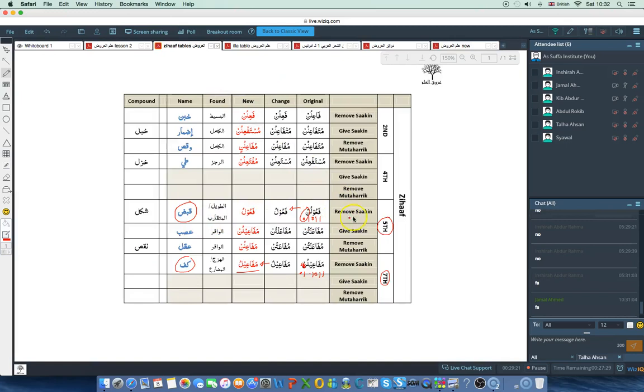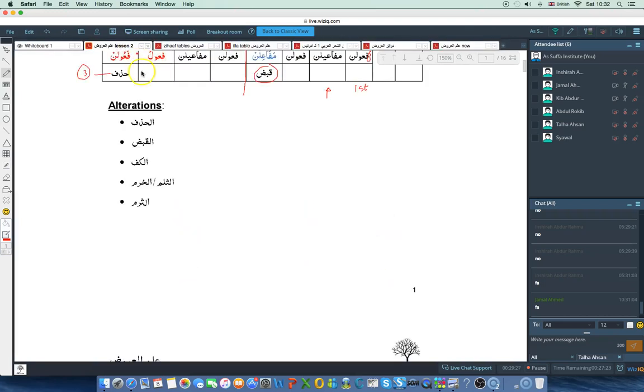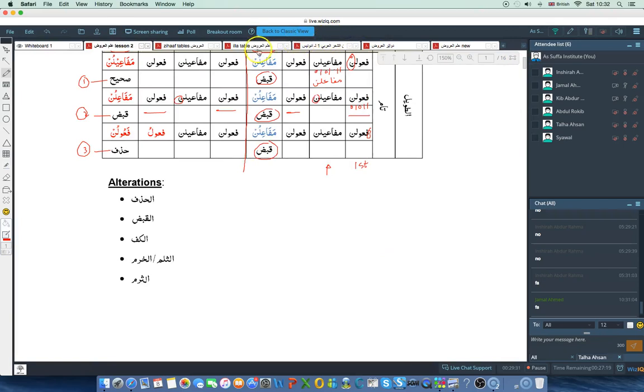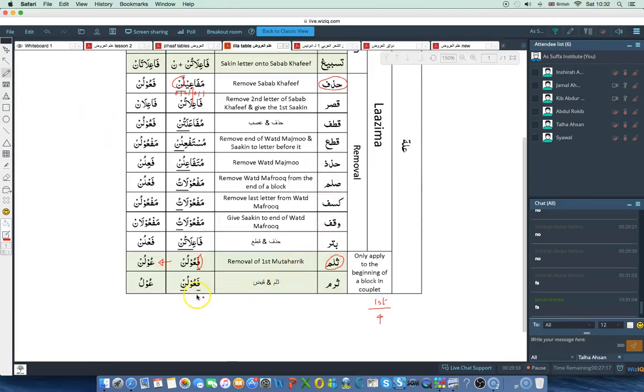Qabad is to remove the fifth sakin. So two things you've got to bear in mind now. Let's go back then. Actually, let's go to this table here. For example, fa'ulun. Why do we remove fa? Because of thalam. And why do we remove noon? Because of qabad. What are we left with when we applied both? Ulu. Yeah, ulu is left.